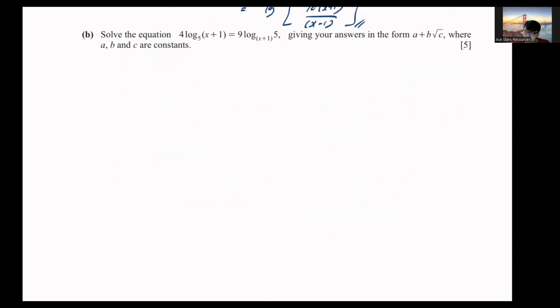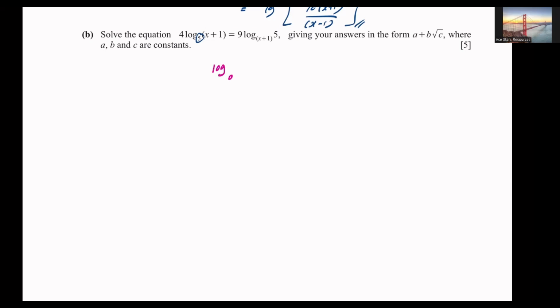Solve the equation 4 log base 5 of (x plus 1) is equal to 9 log base (x plus 1) of 5. Simplify your answer in the form of a plus b root c. They are going to cause you trouble by not giving you the same base. So the prerequisite is that you have to know how to switch the base.